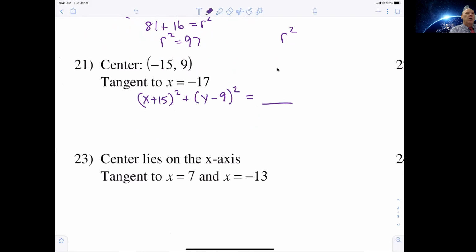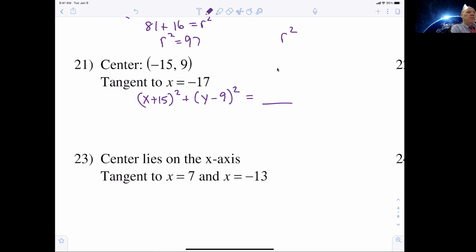All right, now, if something is tangent, that means it touches x equals -17 at one point. So the question is, how far am I from -17? How far is the center from -17? Now, again, I can't help you on that. That is a visual problem. I can graph it out for you, but I don't think it's necessary.